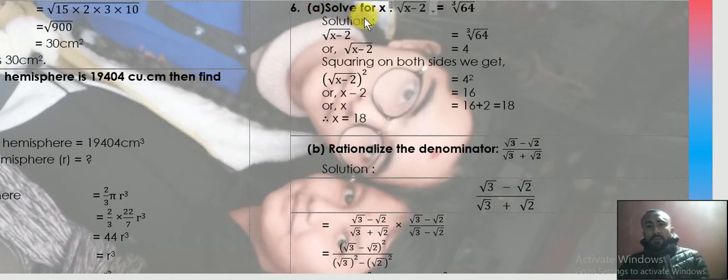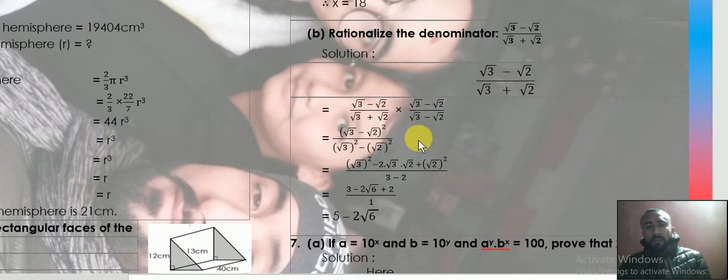Now regarding question number 6a, the cube root of 64 is 4. So in order to omit the sign of the square root, we need to square on both sides, and after you square it on both sides, you get the value of x is 18. And now let's move on to question number 6b.